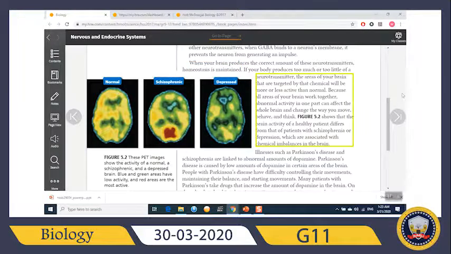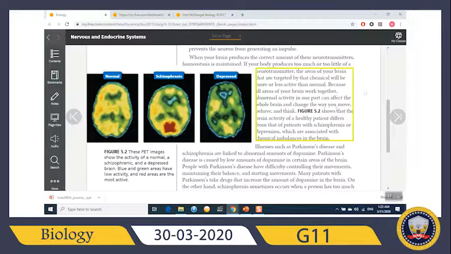Okay? Now, if your body produces too much or too little of a neurotransmitter, the areas of your brain that are targeted by that chemical will be more or less active. And this is what we can see during the MRI, the PET, the CT. We have the normal imaging of the brain and the normal activity, and we compare it to other images, and we can detect if something is wrong with you.